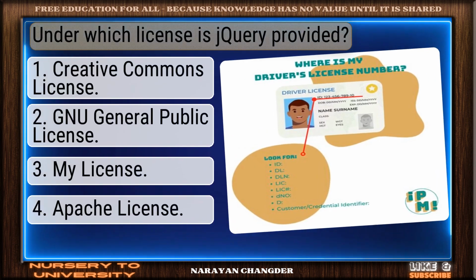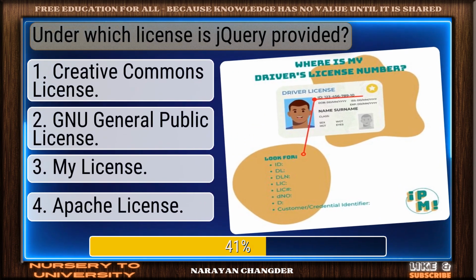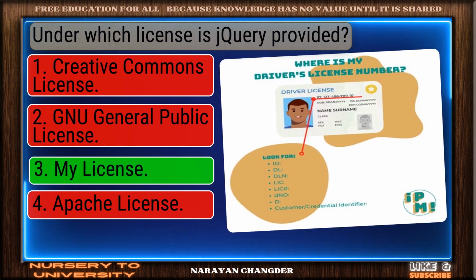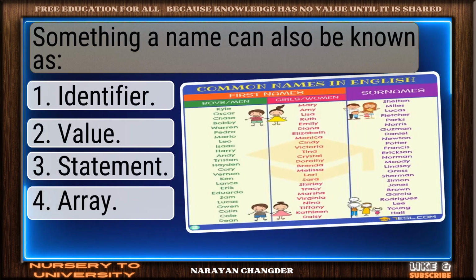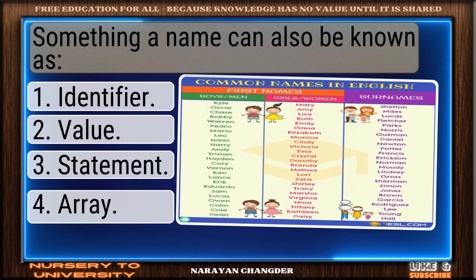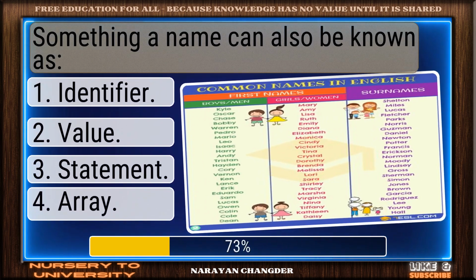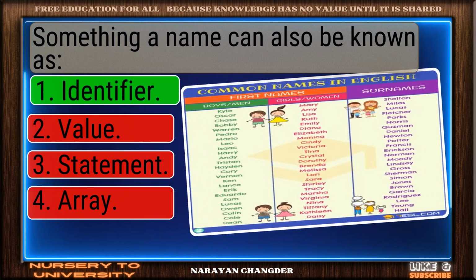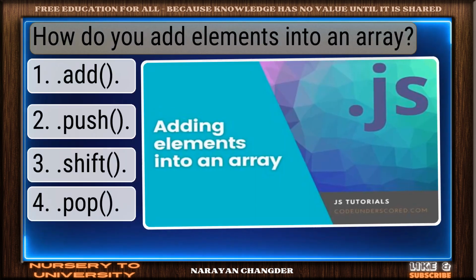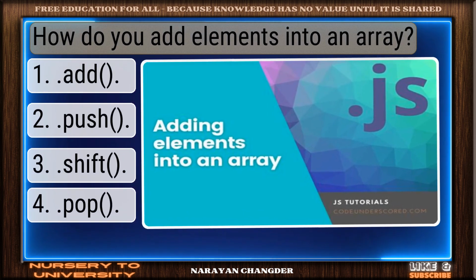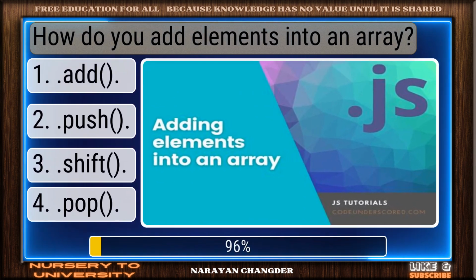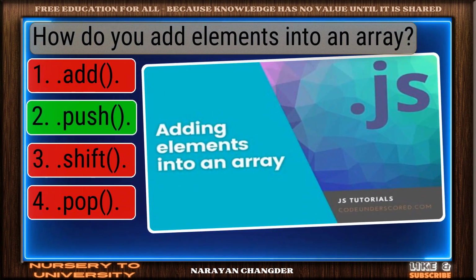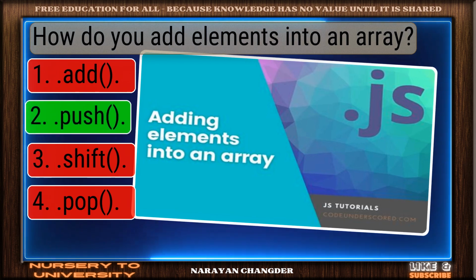Under which license is jQuery provided? Solid response. MIT license is a valid choice. Something a name can also be known as. Excellent. Identifier is a brilliant choice. How do you add elements into an array? Nicely done. Push is a solid answer.